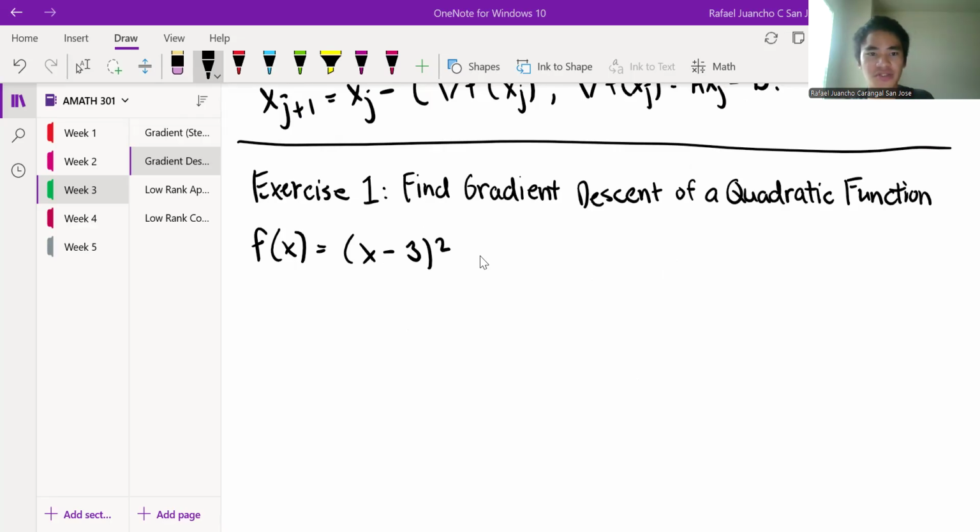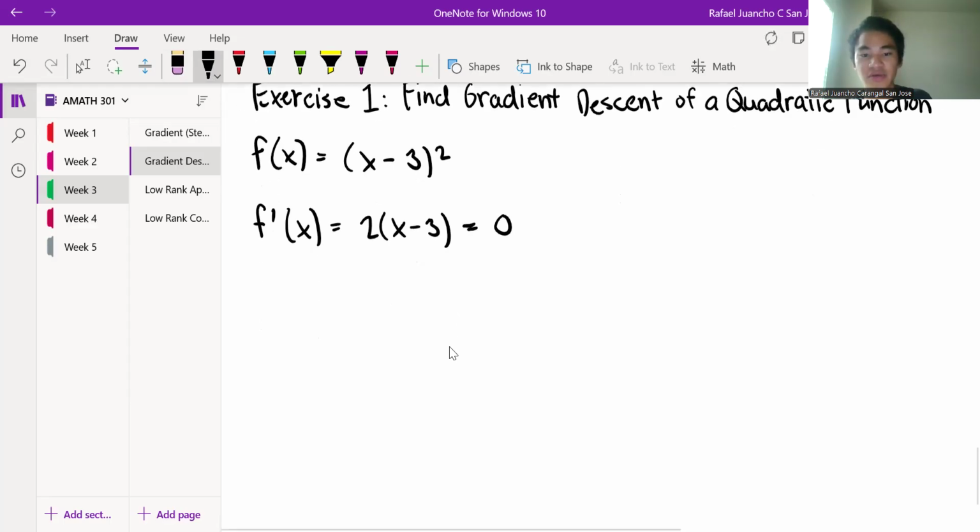And so to compute for its gradient, we just need to get its derivative. So we do 2 times x minus 3, we do a chain rule. But that's just 1, so that's that. And then we basically set it to 0. And here we indeed see that x is 3 when we're solving for x, right?